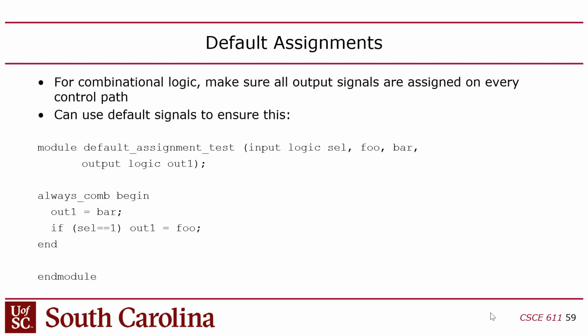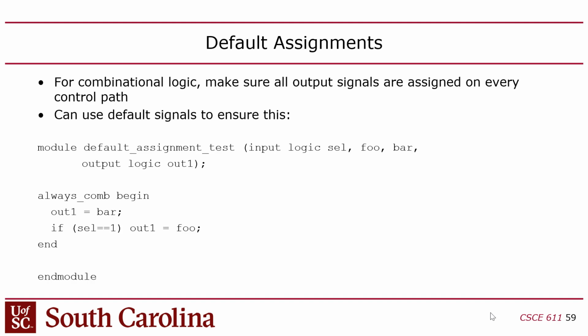Now you might say, wait a minute, you just double drove out1. No, because out1 was assigned twice, but within the same always, it's okay. However, you're not going to see the hardware change its mind here. It's not going to set out1 to bar and then change it to foo. It's only going to apply the last assignment, right? So basically, this is equivalent to an if then else. And the reason I wrote it this way is so I was guaranteed that I would always assign the output to something every time this thing activated, right?